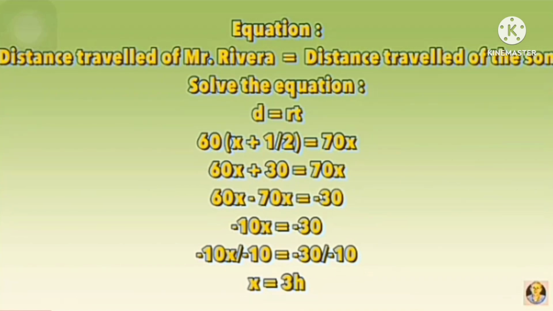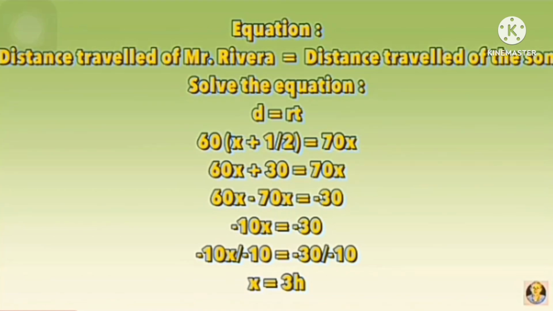To solve the equation, since distance is equal to RT and equal to RT, then we substitute the rate of Mr. Rivera, which is 60, and the time covered by Mr. Rivera, which is x plus 1/2, equals the rate of the son, which is 70, times x. We use x because the time traveled of the son is x.